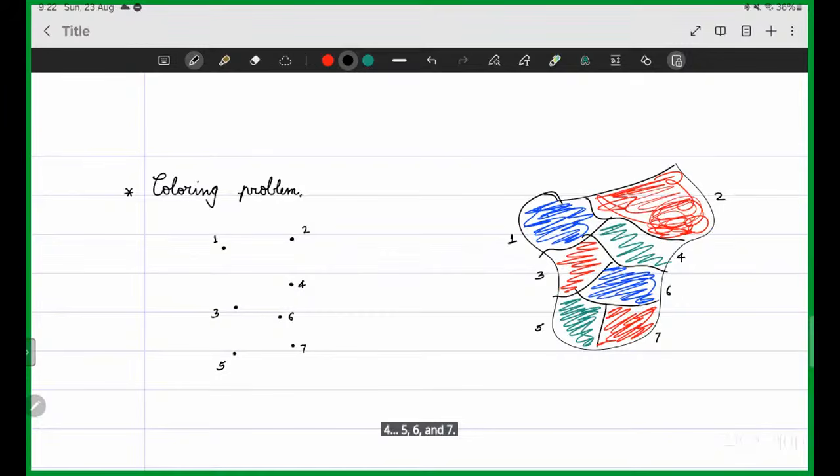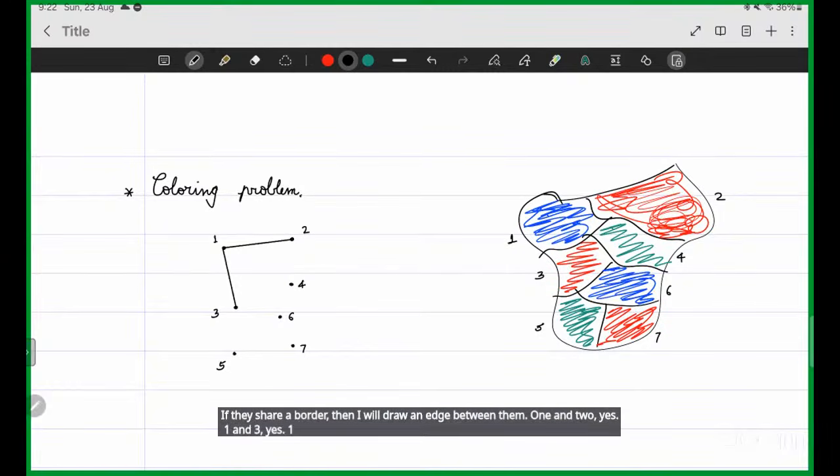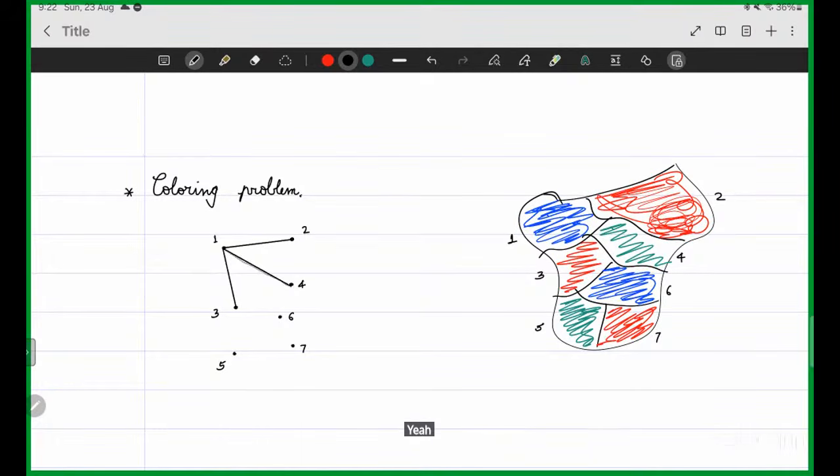Now, when will I draw an edge between them? When they share a border. If they share a border, yes, then I will draw an edge between them. 1 and 2, yes. 1 and 3, yes. 1 and 4, yes. And that's all the neighbors of 1. 2 and 4.